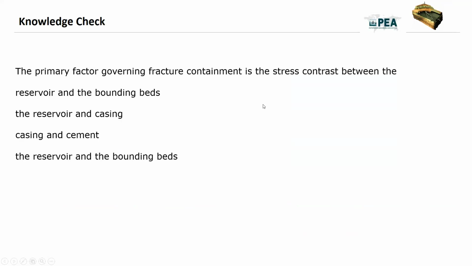Okay, another knowledge check. The primary factor governing fracture containment is the stress contrast between the reservoir and the bounding beds, the reservoir and the casing, the casing and the cement, or the reservoir and the bounding beds. Repeat again. The primary factor governing fracture containment is the stress contrast between the reservoir and the bounding beds, the reservoir and casing, the casing and cement, or the reservoir and the bounding beds. I will give you 30 seconds to write down your answers and try to be honest. After 30 seconds, I will give you the right answer.